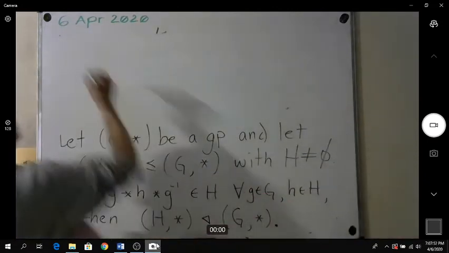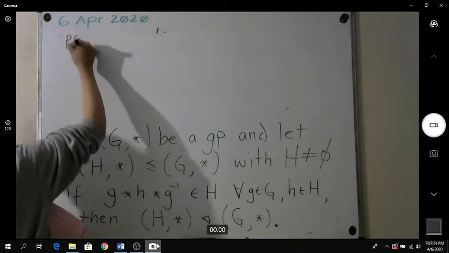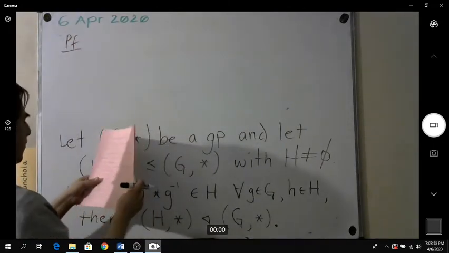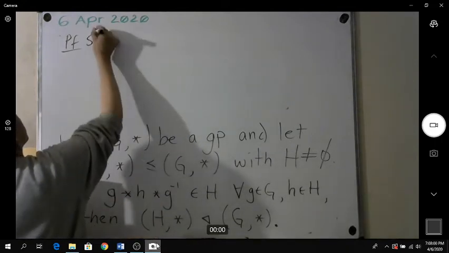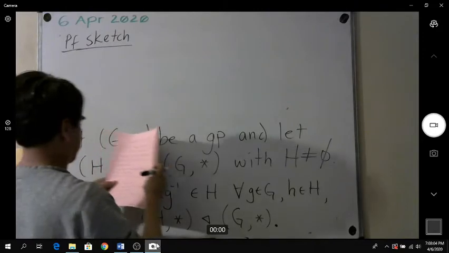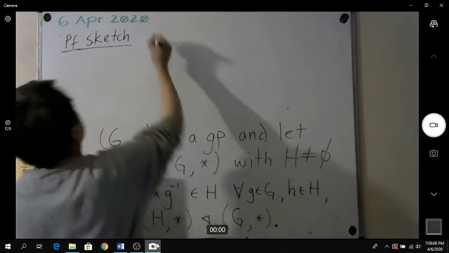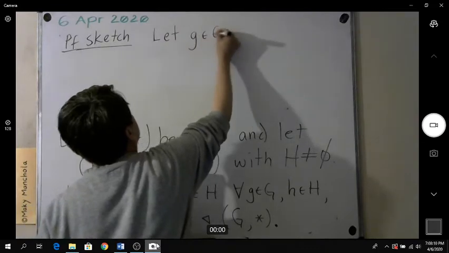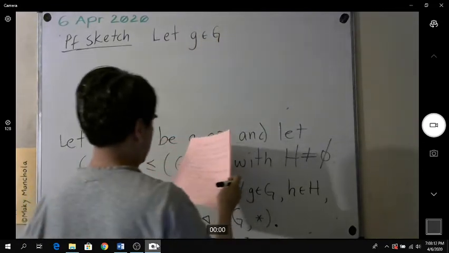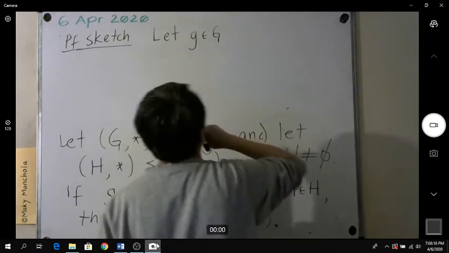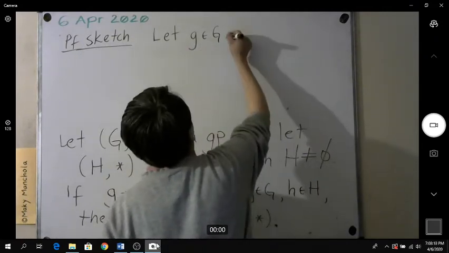Okay, so proof sketch. We're not providing a full proof, but we'll give the idea so that a complete proof can be written. So let g be an element of the group G. We aim to establish that the left and right cosets generated by this element are equal to each other.